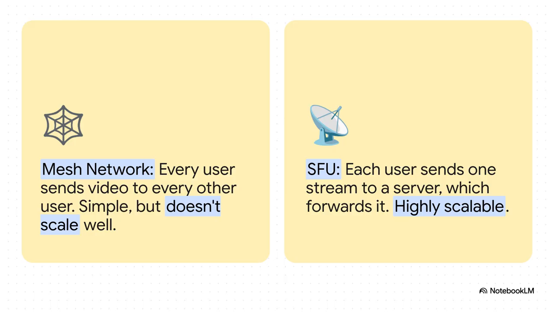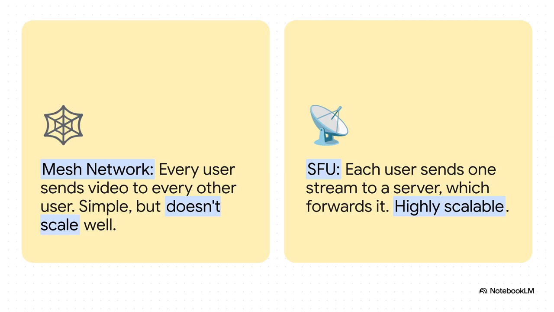Now, for a simple one-on-one call, a direct connection is fine. But what about when you have, say, 10 people in a meeting? If you used a simple mesh network, your computer would have to send its video stream to 9 other people and receive 9 streams back at the same time. Your internet connection would just melt. It would be a disaster.